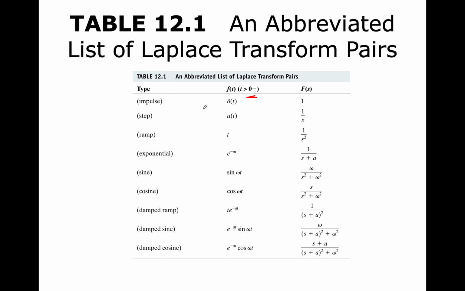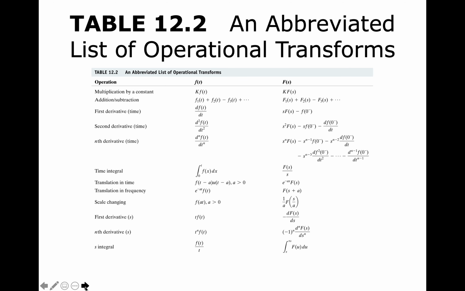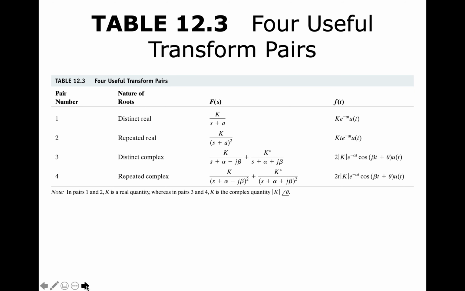Other people will, in the function, list this to be multiplied by u of t. So you either have to have this statement or you have to multiply these functions by u of t because this is a single-sided transform. This is also a list of additional transform properties, which your book refers to as operational transforms, and they give you a good list of all of those properties that we discussed in the previous lectures on Laplace.